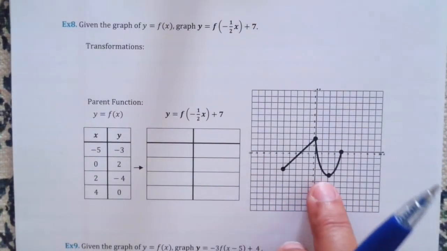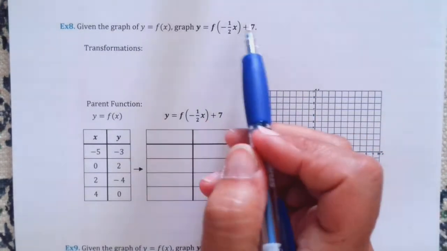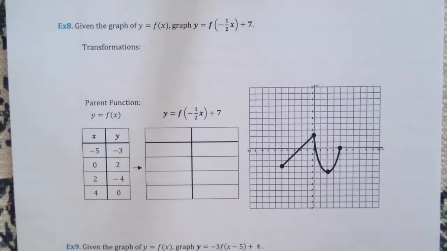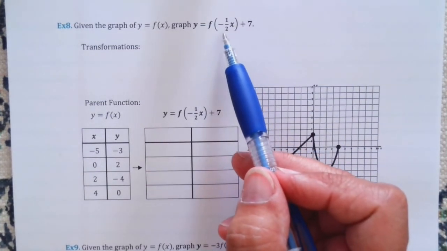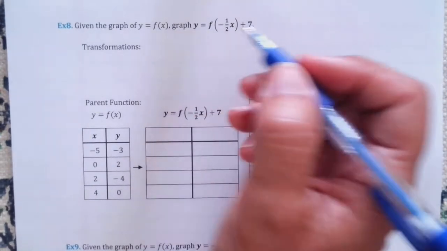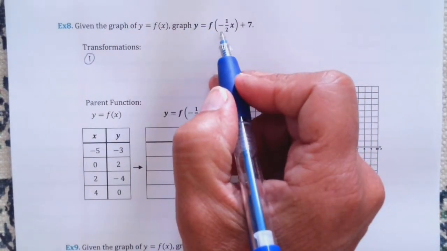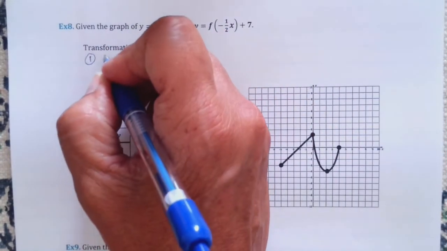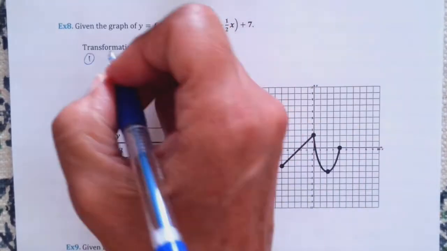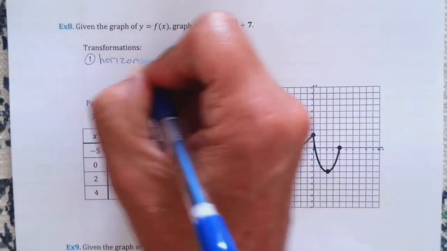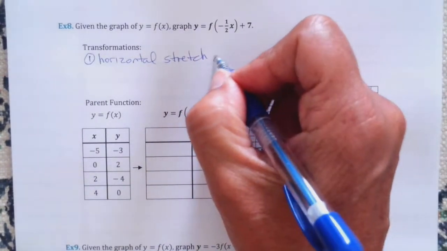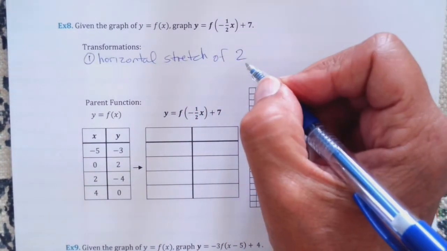Example 8, same parent function, new transformation. This time, what's happening inside the parentheses, we got negative 1/2. Two things going on there. So we're going to do our stretching first. The first thing is, this is a horizontal stretch. Now remember, 1/2 normally gets smaller, but we're going to do the opposite. So this is a horizontal stretch of 2. Opposite of 1/2 is times 2.